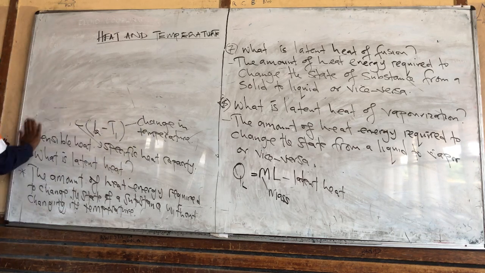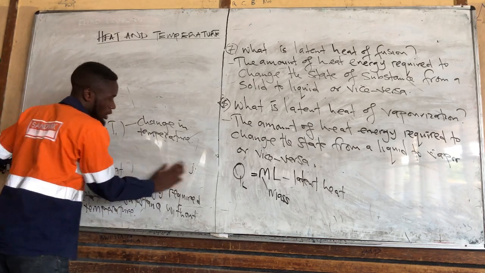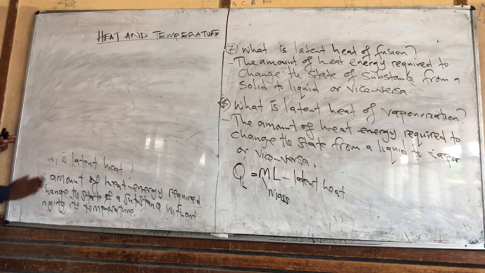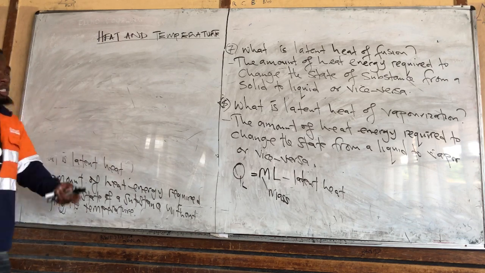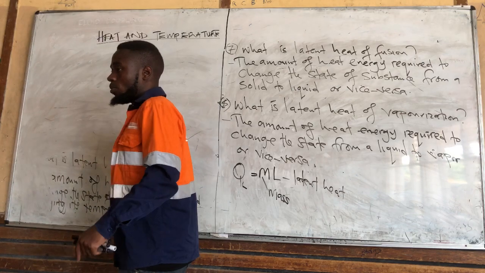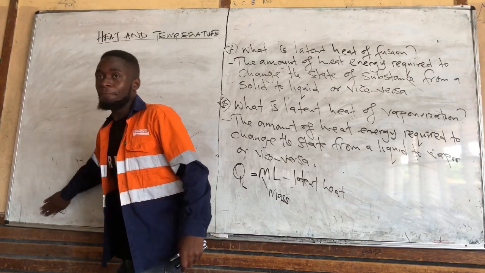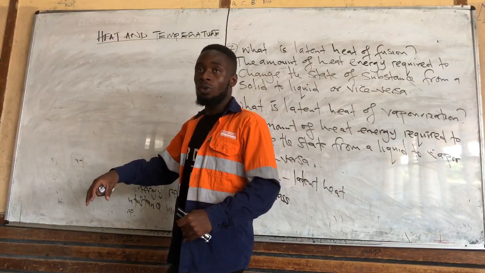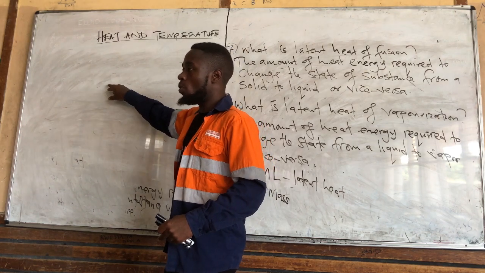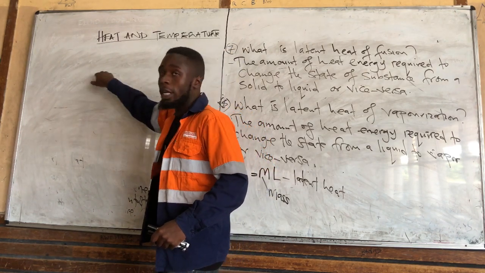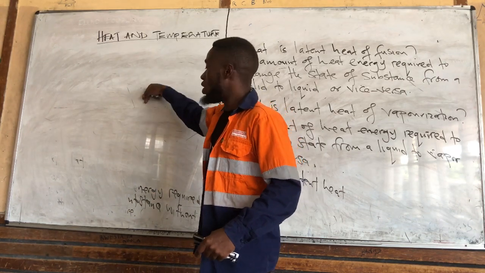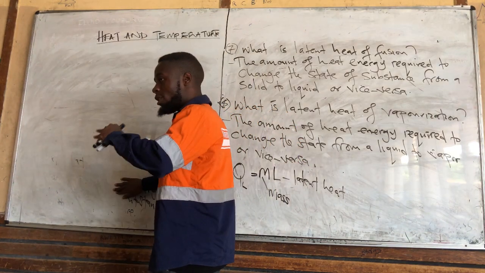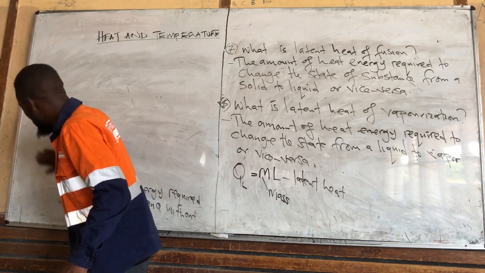So how do you know which formula to use in the equation on heat and temperature? Because we have two formulas, the formula for latent heat and the formula for sensible heat. You can know by definition. Sensible heat is the amount of heat energy required to cause a rise or a fall in temperature. The moment you see the words rise or fall in temperature in the question, just know that you are using the formula for sensible heat.